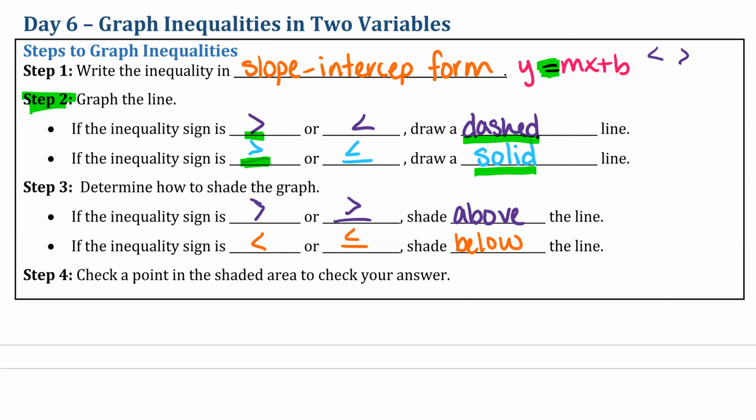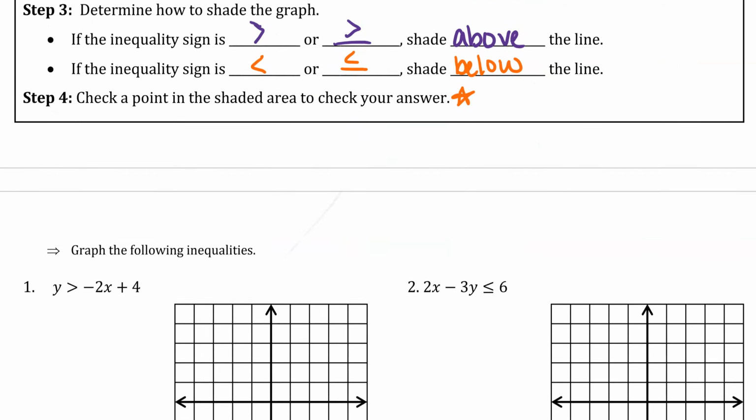Step 4 is going to be really important. Check a point. In that shaded area, find a point and make sure you did it right. Because if you don't do the shading right, that's a point off your test that we can't give you. Okay, so let's graph some of these.